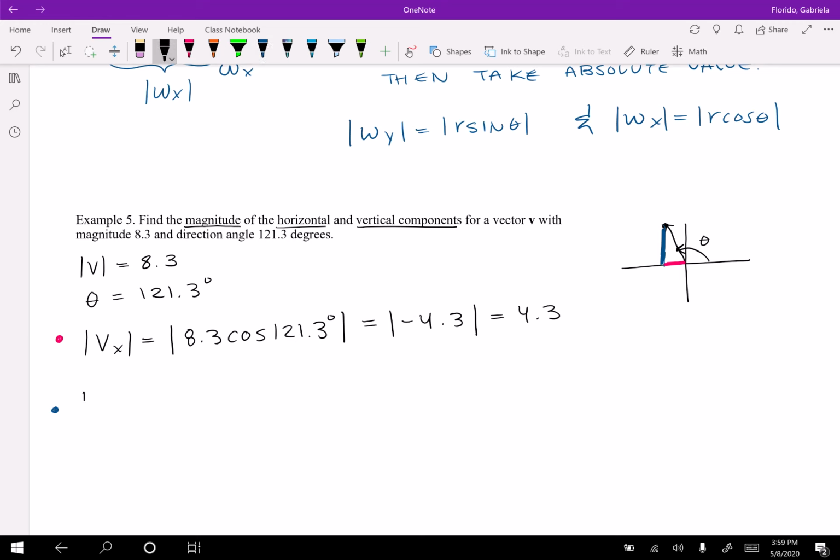So Vy, I'm denoting Vy because y represents my vertical axis here. That one's going to be 8.3 times sine of 121.3 degrees. And that's going to equal 7.09. And that one's already positive, like I mentioned, because we're in the second quadrant where my y value is positive. It doesn't hurt to take the absolute value of a positive number. And so there they are. We found the magnitude of my horizontal component and the magnitude of my vertical component.